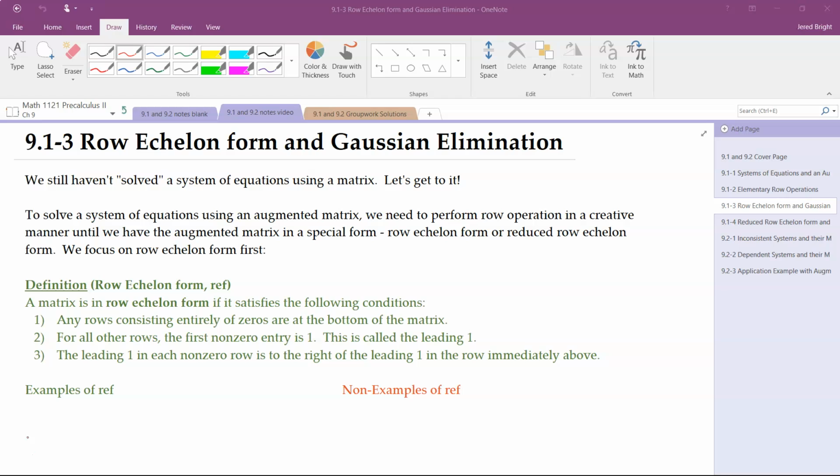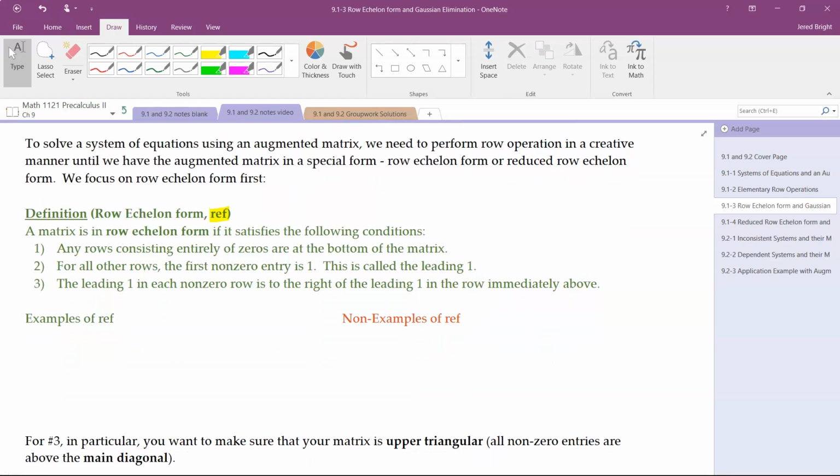And you're going to see different books represent this differently. You might see the symbol REF. If you see REF, lowercase in mathematics, that typically means row echelon form. And so when we talk about row echelon form, there are three criteria that we have to satisfy. So first, any rows that are all zeros, those just have to be at the bottom.